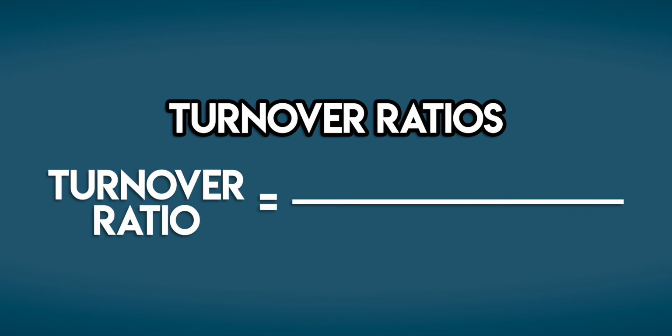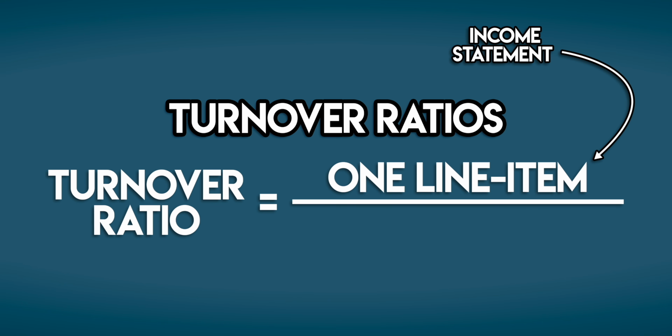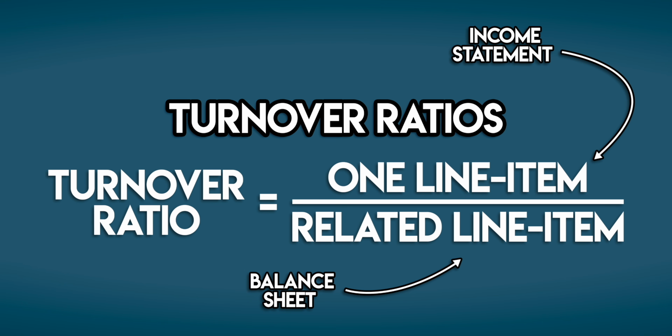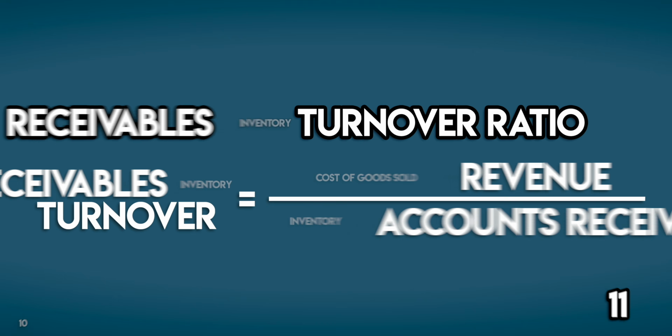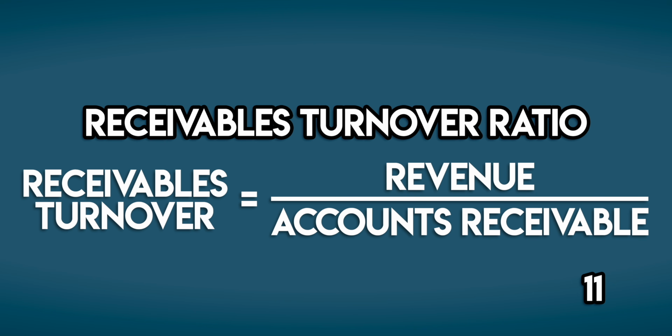Turnover ratios measure how quickly a business conducts its operations. They compare one line from the income statement against a related line in the balance sheet. Take the inventory turnover ratio, for example. In this one, we divide cost of goods sold in the income statement by inventory in the balance sheet. The inventory turnover ratio tells us how many times a business has sold and replenished its inventory over a period of time. The receivables turnover ratio works in a similar way. This time we divide revenue in the income statement by accounts receivable in the balance sheet.